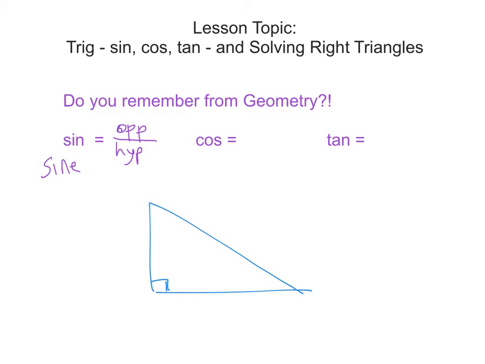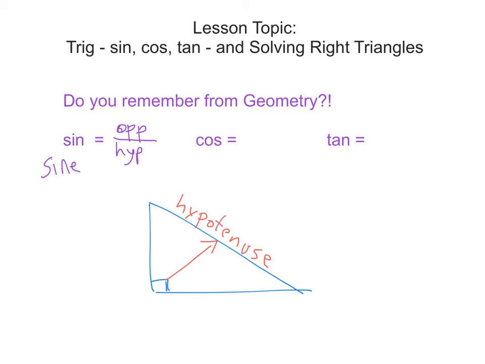First of all, the easiest one to remember probably is that the hypotenuse is always across the side that is across from the right angle. So this is the hypotenuse. We abbreviate the hypotenuse with HYP.